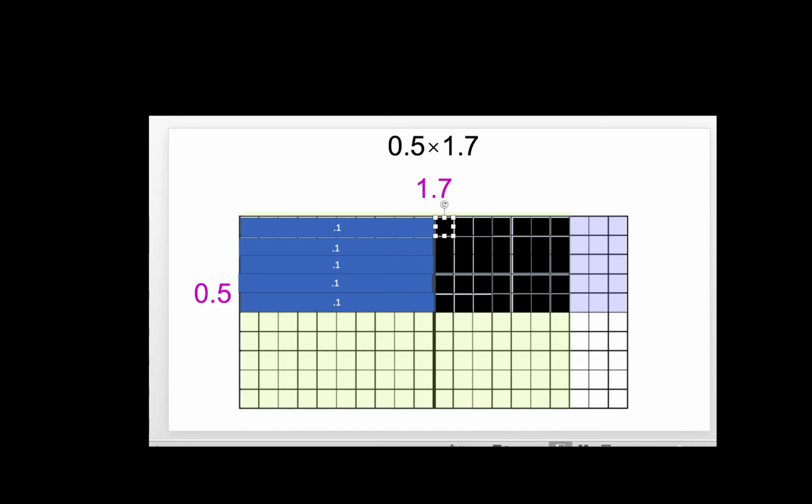Okay, so let's count how many hundredths I have. I have 1, 2, 3, 4, 5, 6, 7, 8, 9, 10. So I have 10 100ths. So that would be 1/10 because this makes a rod.